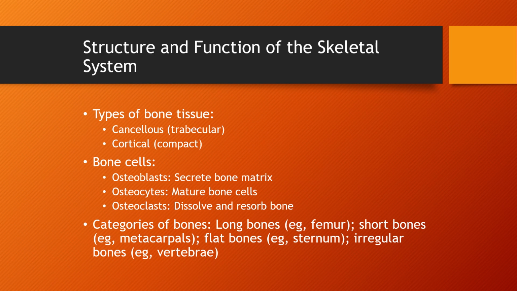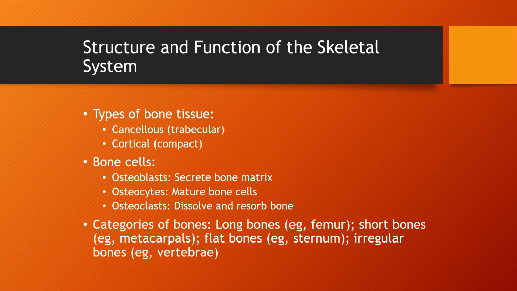So we'll talk a little bit about the anatomy of the musculoskeletal system, the skeletal system in particular. There are two types of bone tissue. There is the cancellous and the cortical bone. The cancellous bone is trabecular, and the cortical is considered compact.